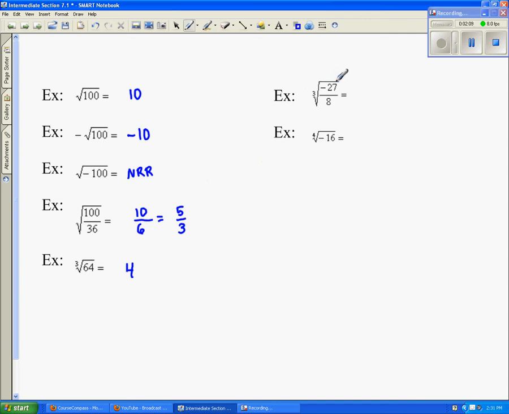So negative 3 times negative 3 times negative 3 is going to give me negative 27. So the cubed root of negative 27 is negative 3. And the cubed root of 8 is 2. So our answer is negative 3/2. Next one, we want the fourth root of negative 16. Well, since our index is even, we cannot have a negative radicand, so this one is no real roots.